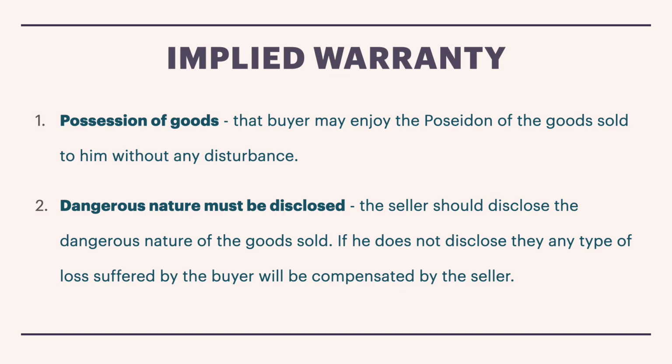Is that clear? So these are implied warranties. Whenever the supplier is manufacturing certain goods, it is his duty to mention such things upon the packet of the product or commodity. It is understood that he has to mention it. Whenever a consumer is purchasing it, he has to explain to him what those conditions are and what warnings are to be considered. Is that clear? Two types of implied warranty: possession of goods and dangerous nature must be disclosed.